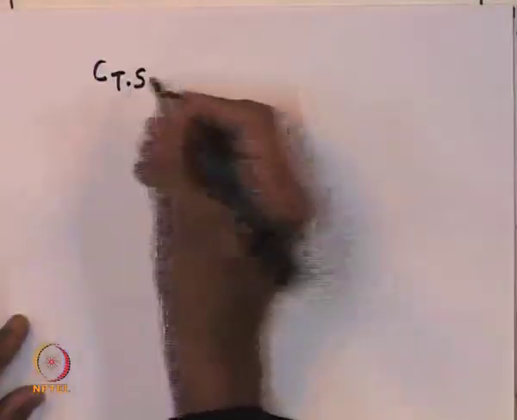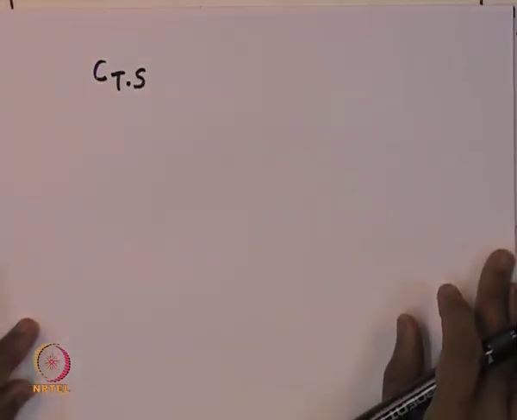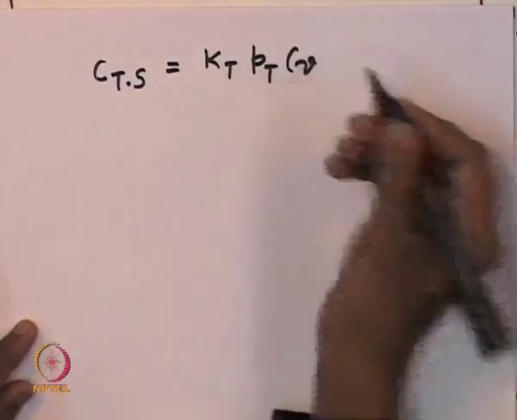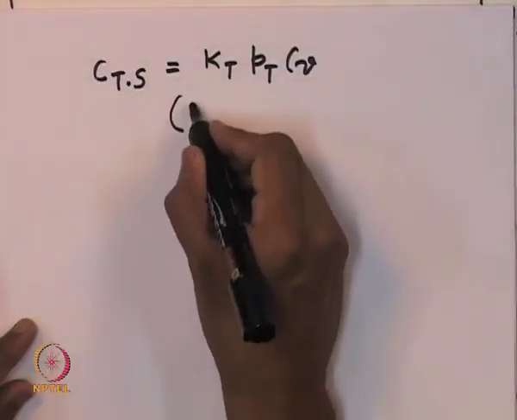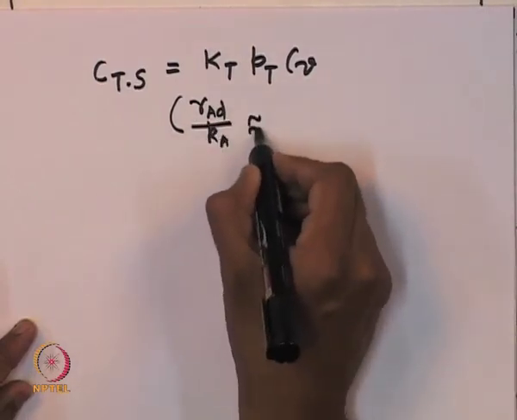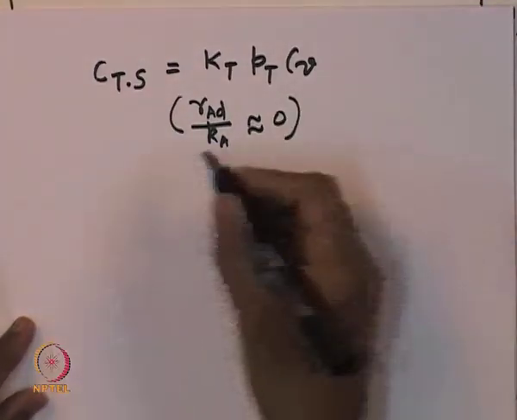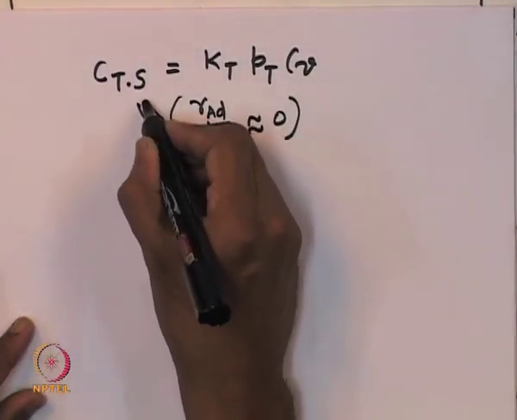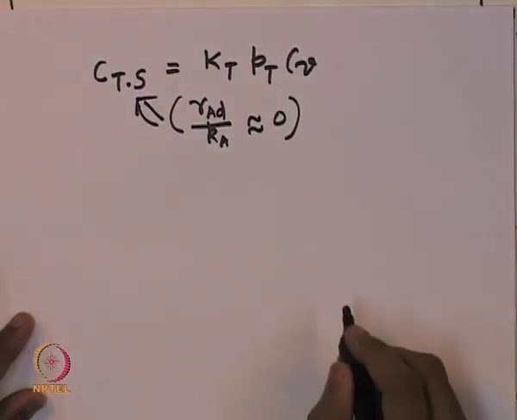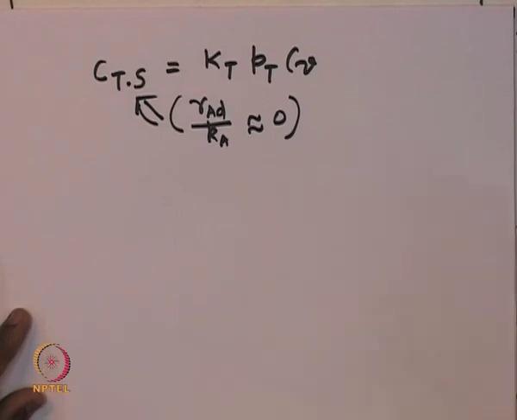Similarly, the concentration of the sites on which toluene is adsorbed is actually given by Kt, Pt and Cv. So, this is actually obtained by setting R adsorption divided by Ka equal to 0. Okay, this is obtained by setting up this particular equivalence, by setting R adsorption divided by Ka to be approximately 0. Now, in addition to this, the total number of sites in a given catalyst is approximately constant.